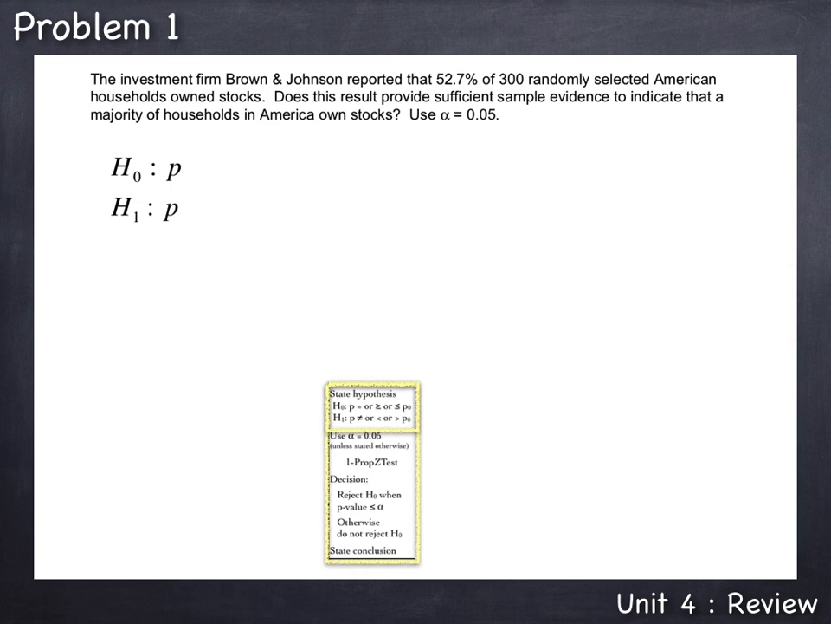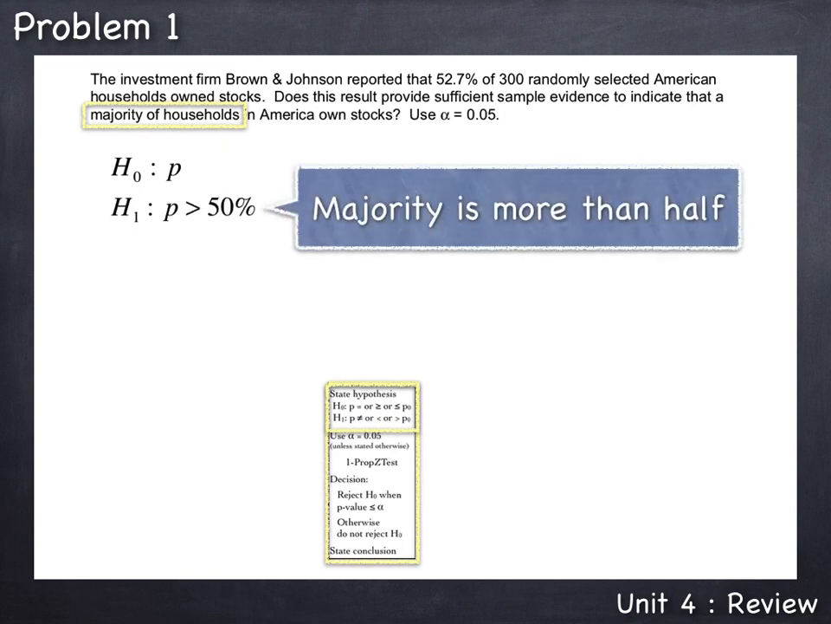To decide which one of these three pairs of comparisons we're using, we need to look at the question being asked. And the question is, does this result provide sufficient sample evidence to indicate that a majority of households in America own stocks? Here the key is a majority of households. And as far as a proportion goes, in order for it to fall in the majority, that means the proportion must be over 50% or more than half, because the majority is anything over that 50%. Over is a greater than. Greater than always shows up in the alternative, H1.